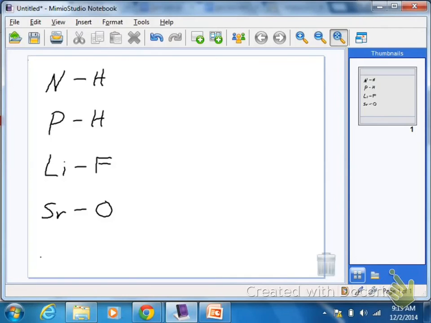Kendall, what'd you get for the first bond between N and H? 0.84. All right, so the difference is 0.84. This is 3.04 on your chart, and this was 2.2. So you had a 0.84 difference, and what kind of bond would that be? Polar covalent, non-polar covalent, or ionic? Polar covalent is between what 2 numbers? 0.3 and 1.7. Hopefully that's right in your notes. 0.3 to 1.7 is polar covalent, so this is a polar covalent bond. That's going to be a big part of what we're going to talk about over the next few days.